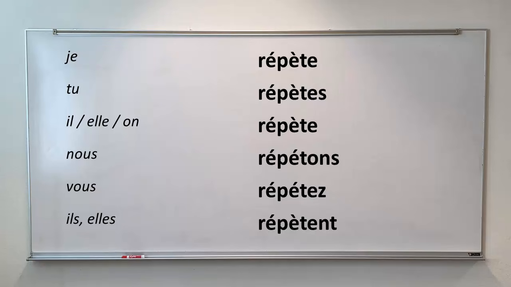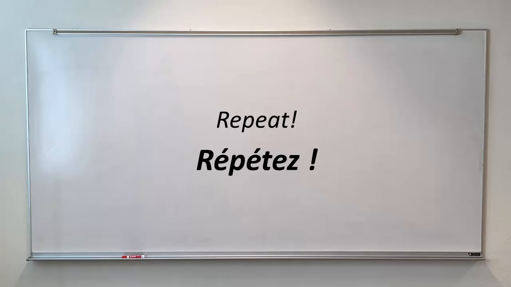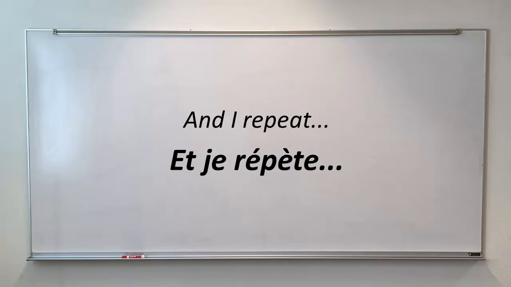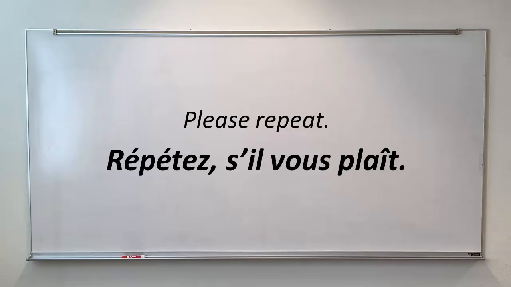So once you know how to conjugate this verb, then you can say fun, exciting things like repeat, répéter. If you've ever sat in a live French class, I'm sure you've heard répéter, répéter, répéter. You can also say something like, and I repeat, et je répète. For emphasis, you could say, please repeat. Répétez, s'il vous plaît.